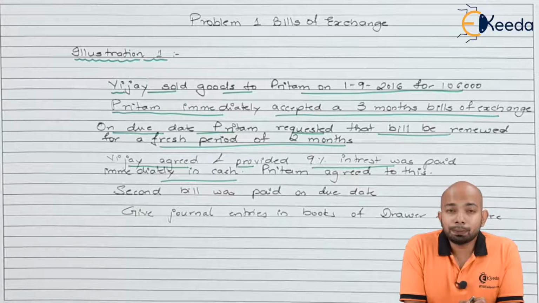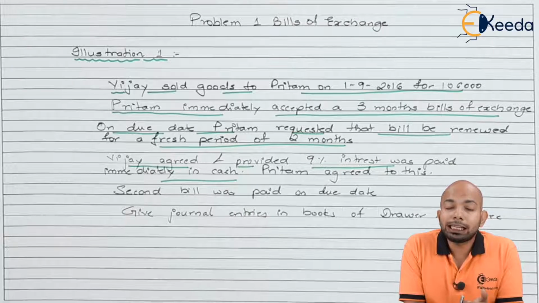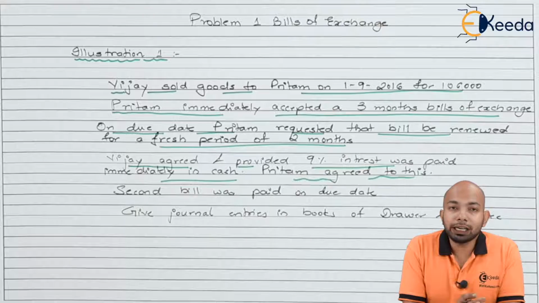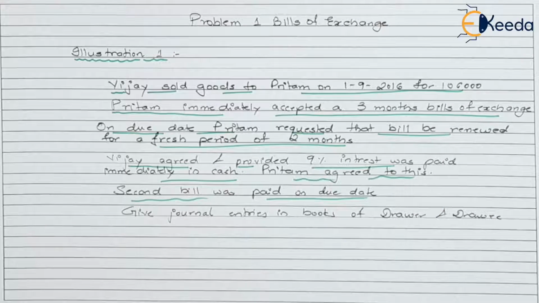However, he asked Preetham to pay the interest at 9% per annum immediately in cash, and Preetham agreed to it. The second bill was paid on the due date. We have to give the journal entries in the books of Drawer and Drawee as well. Make sure the date column is mentioned here and it has to be perfect, otherwise you'll lose out on marks.